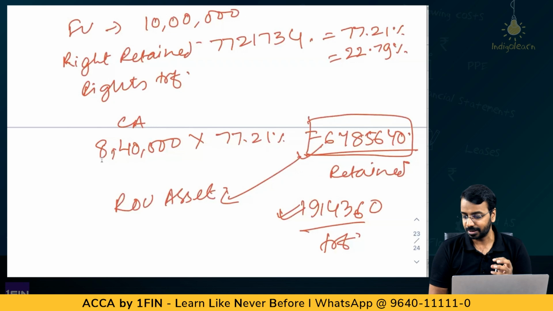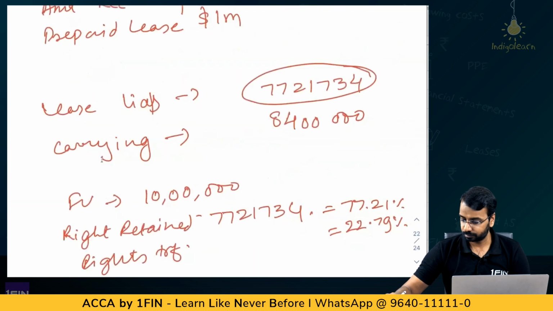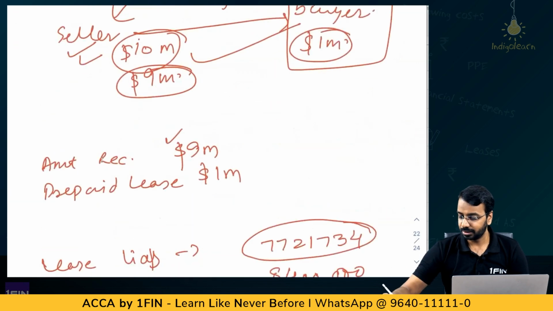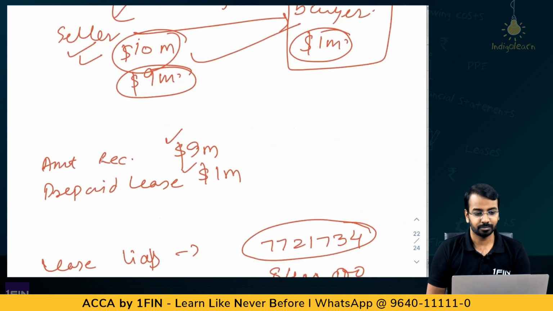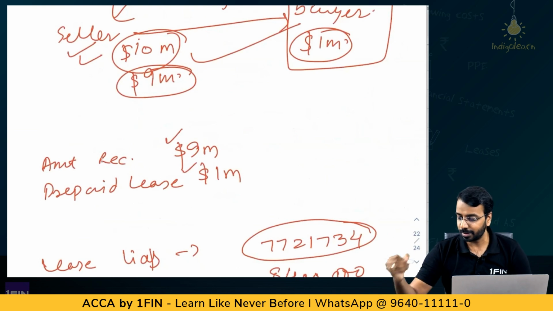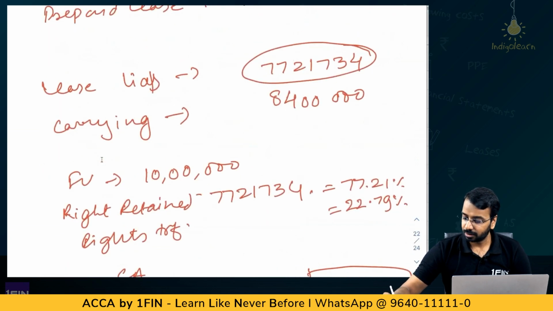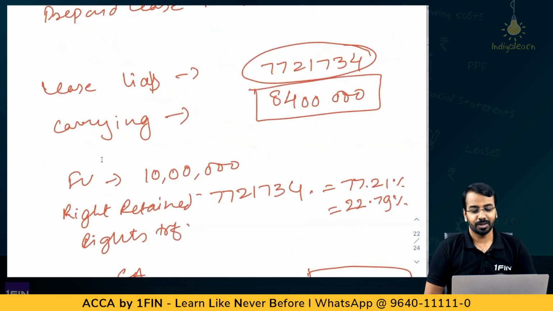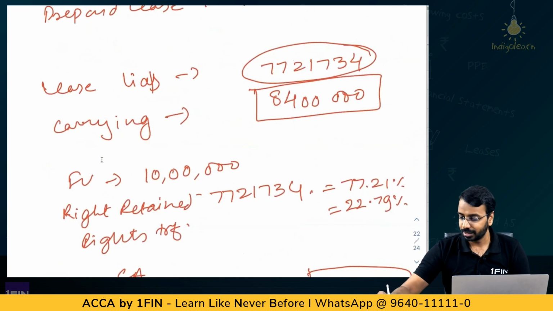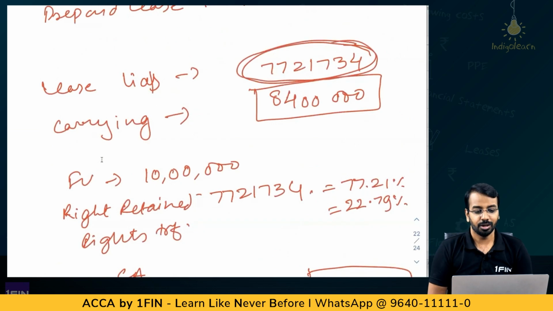So, basically the idea is, see, we have sold at 9 million. There is a prepayment of 1 million, and value of asset sold is 840. Now, when we have sold an asset with a carrying amount of 8.4, we have also got back a right to use asset of 7721. So, to that extent, we have retained the right to use. And balance is what we have transferred.